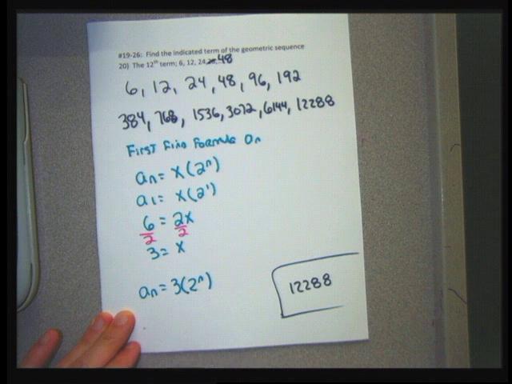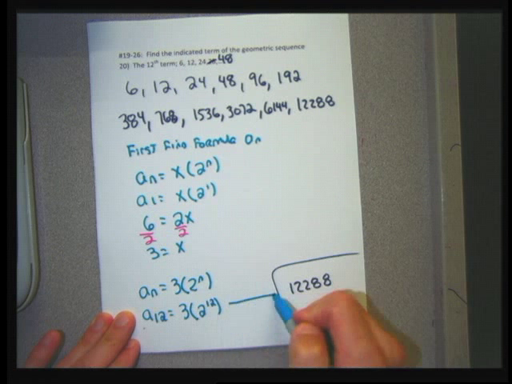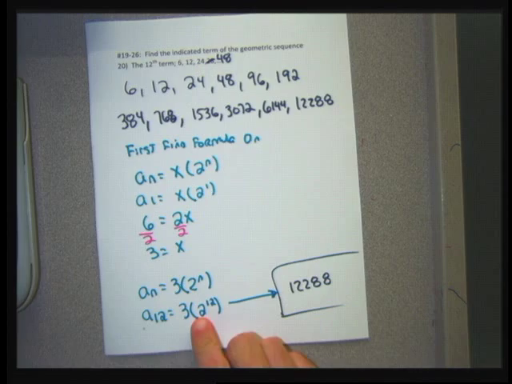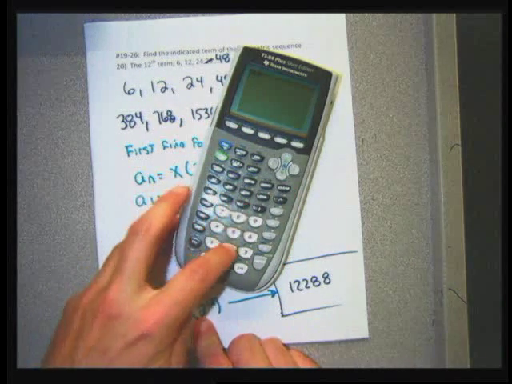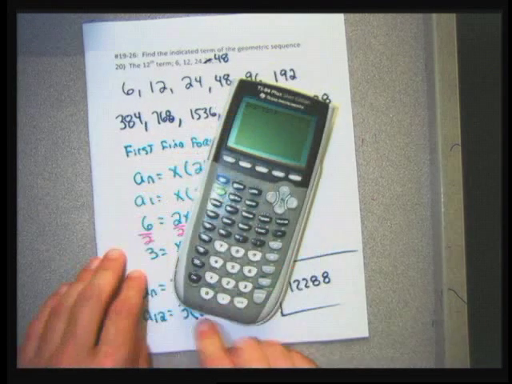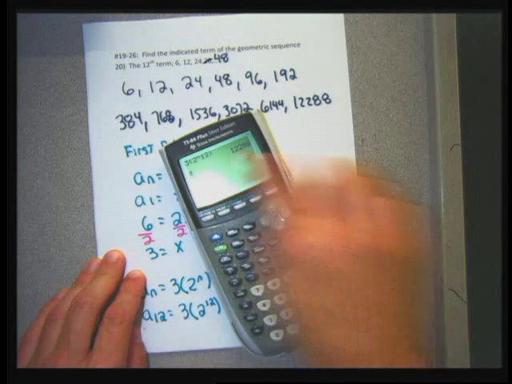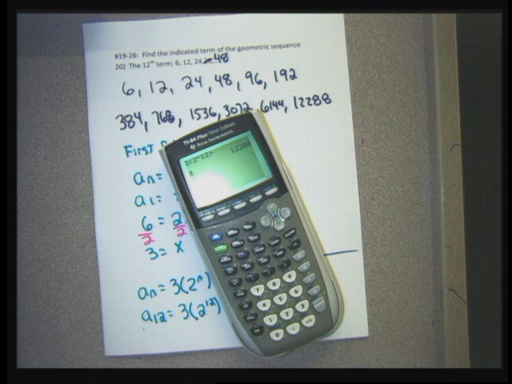To find the 12th term of this sequence, I just need to find a sub 12, which is going to be 3 times 2 to the 12th power. It better be the case that that's 12,288. I have to use my calculator to do this. So I'm going to do this on my calculator. I'm going to go 3, parentheses, 2, up arrow, 12, close my parentheses. And when I do that and hit enter, I get 12,288, which is exactly the same number. So the algebra technique has to line up with the non-algebra technique.